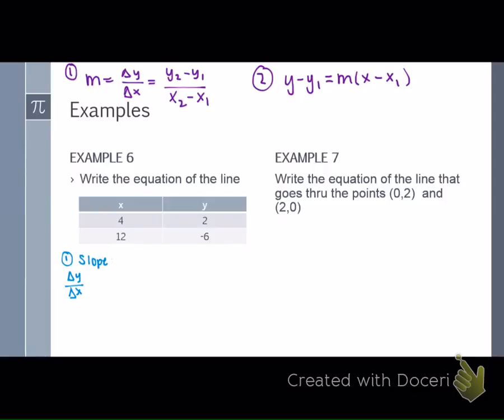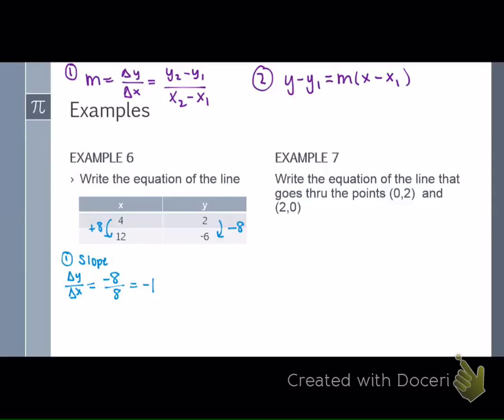Yeah, so you're finding the change of the y value. So what's the change of the y values? 2 to negative 6 is 8. Minus 8, right? So what's 4 to 12? Plus 8. Spencer? Plus 8. So you do y over x. So that's negative 8 over 8, which is what, Spencer? Negative 8 divided by 8 is? Negative 1.